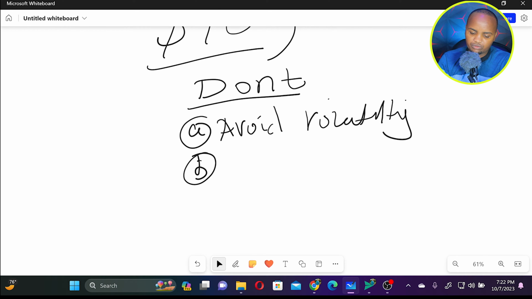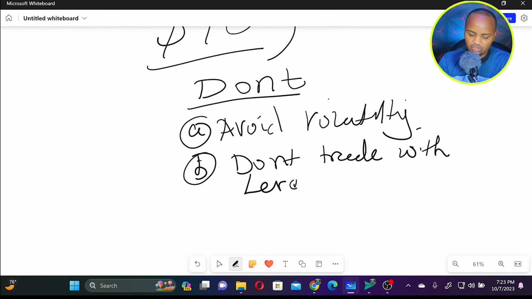And number two is, don't trade with small leverage. Don't trade with small leverage.